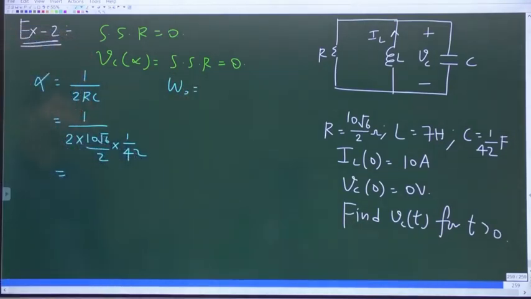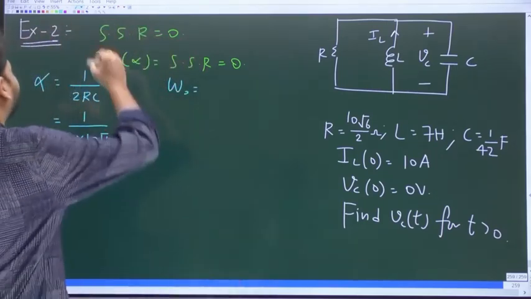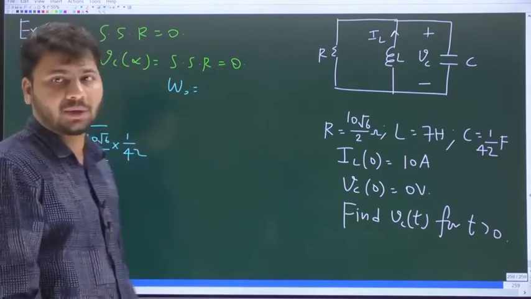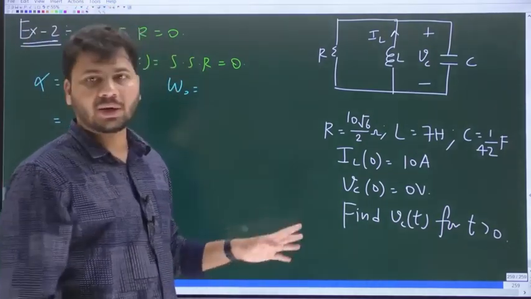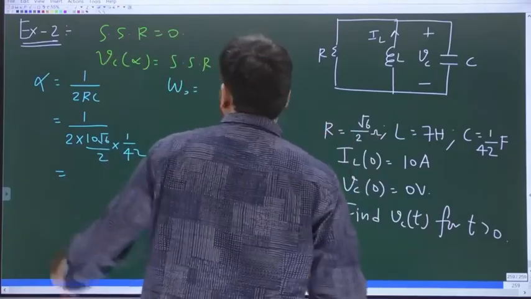Anyway, is there anything wrong? Oh, sorry, there is a small correction. The value of R should be taken as 7 root 6 by 2. I think I wrote it as 10. It's not 10, it is 7. Okay, I'll just modify it.